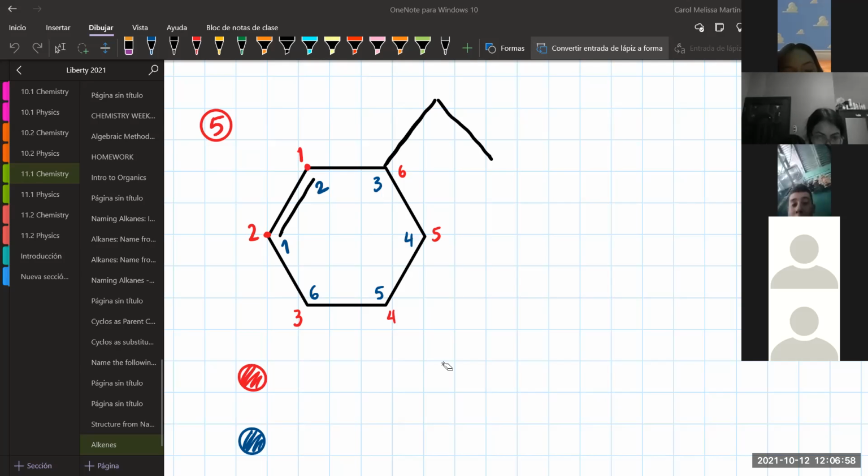Now, attached to the parent chain, you are going to have an alkyl of 2 carbons, which is called ethyl. So you're going to have 2 paths, red and blue. If you choose the red path, the name for this structure is going to be 6-ethyl.